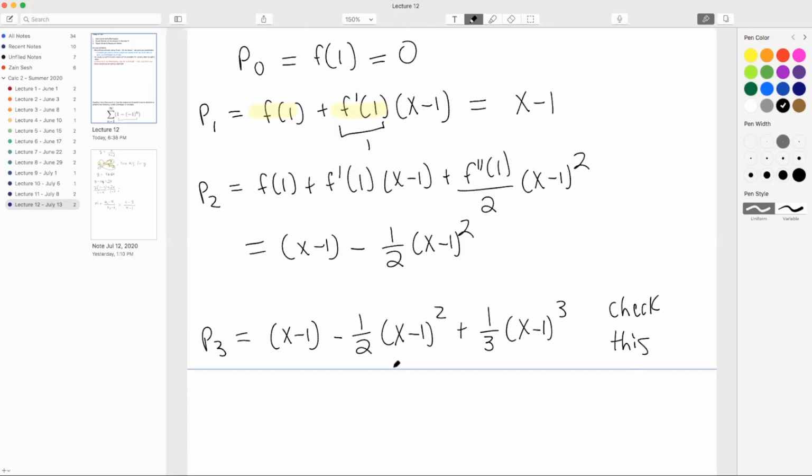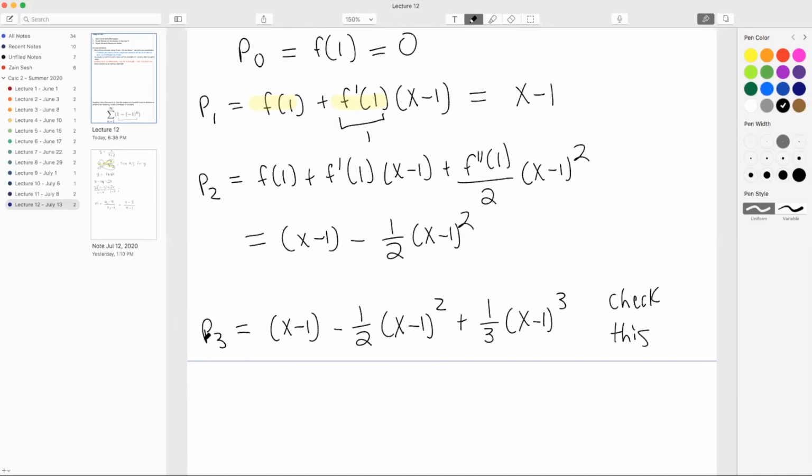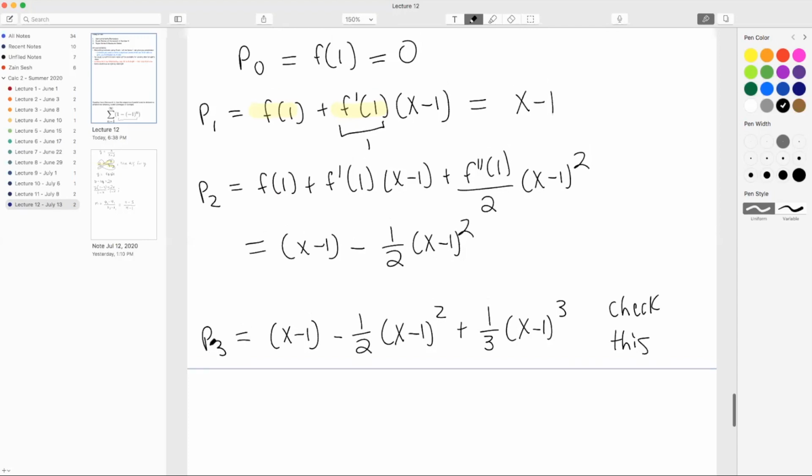And what's cool about them is that as n gets larger, as you look at P3, P4, P5, the graph starts to look more and more similar to natural log of x. So they're good approximations to our function. And I'm going to show that soon. So that's why we care about them. It's because you can approximate your function really well with these polynomials.